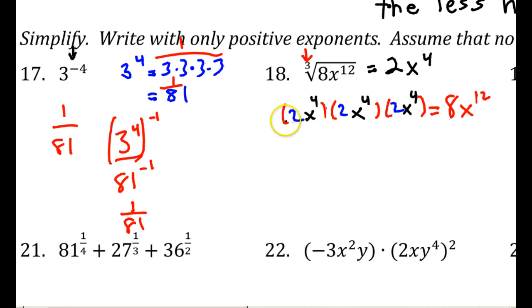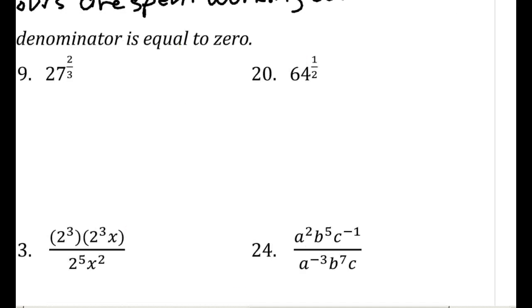What times itself 3 times is 8x to the 12th? 2x to the 4th times 2x to the 4th times 2x to the 4th. You've got to remember to add the exponents, not multiply. Even though we're multiplying here, you add the exponents when you're multiplying. Exponents are a little different. Good, good.